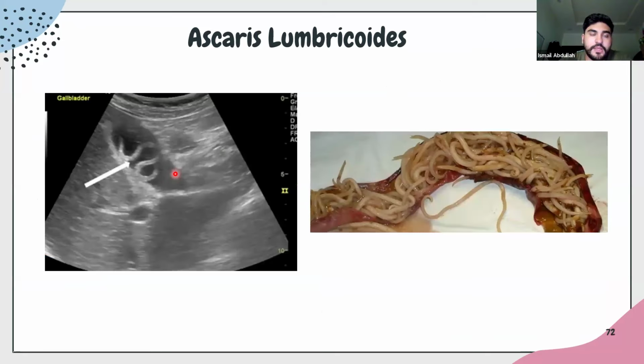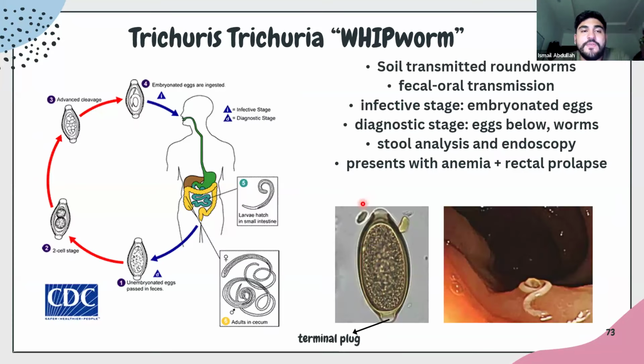So look at this. This is a liver, okay? We're in the liver here, and this is a worm right there. And this is the intestine. This is diagnostic, okay? And it's very alarming. So yeah, moving on to Trichuris trichiura, or the whipworm.